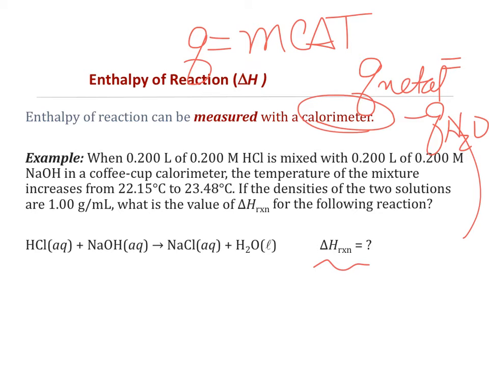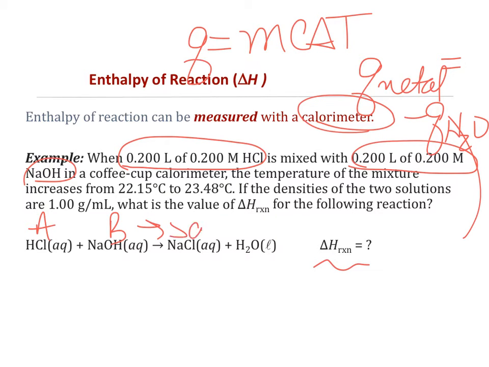So let's read the problem first. You have a certain volume of hydrochloric acid solution mixed with a particular volume of sodium hydroxide solution. And those two are going to react, right? An acid plus a base gives a salt and water, right? Hopefully you remember that from 1211. It's going to be an exothermic reaction, so we expect delta H to be negative.